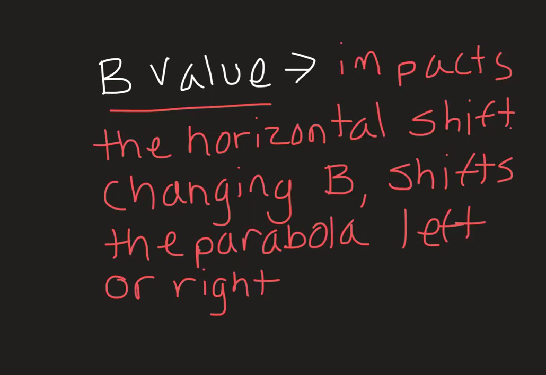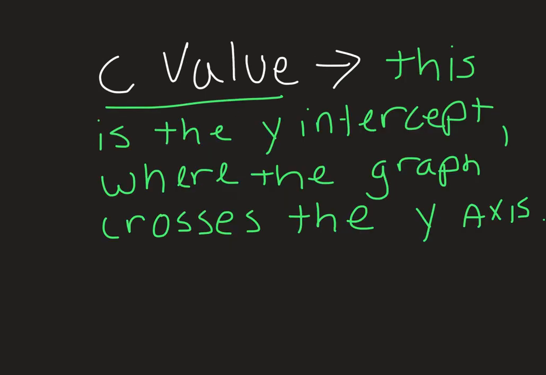The B value impacts the horizontal position of the vertex. Changing B shifts the parabola left or right, but doesn't affect its shape. The C value is the y-intercept, where the graph crosses the y-axis. It only moves the parabola up and down without changing its shape.